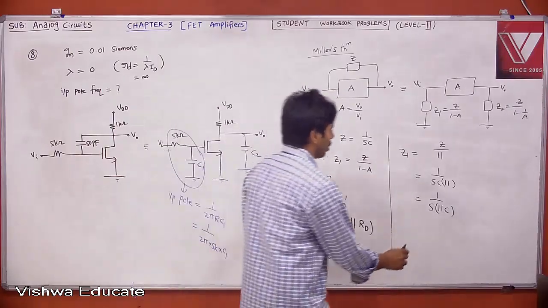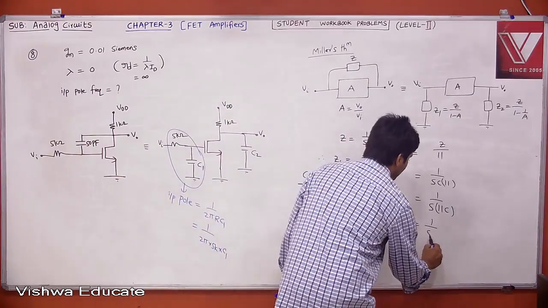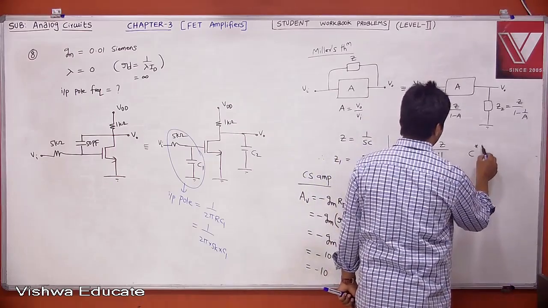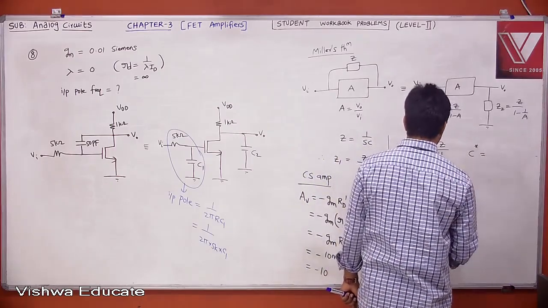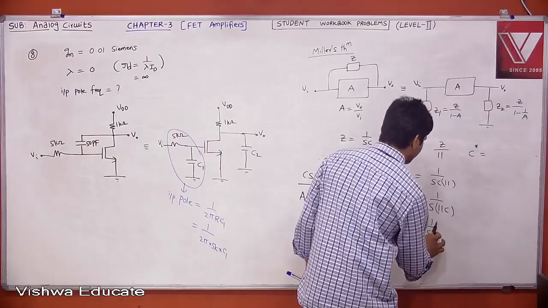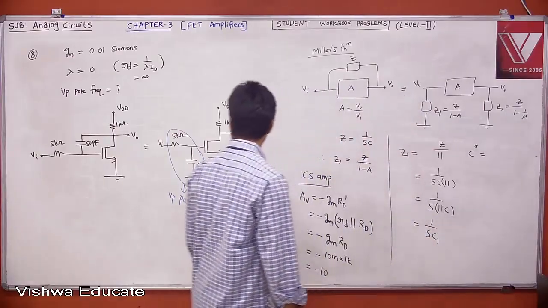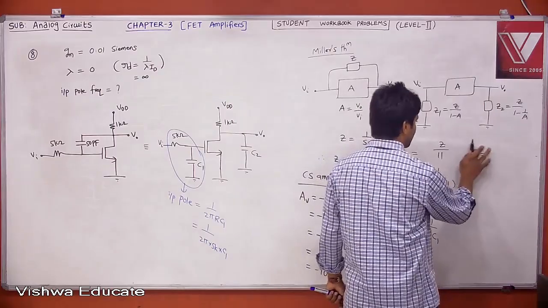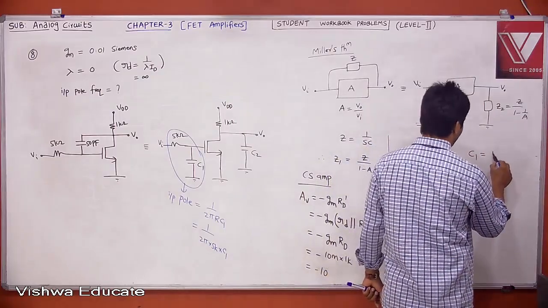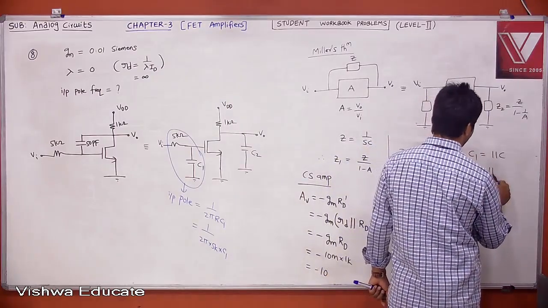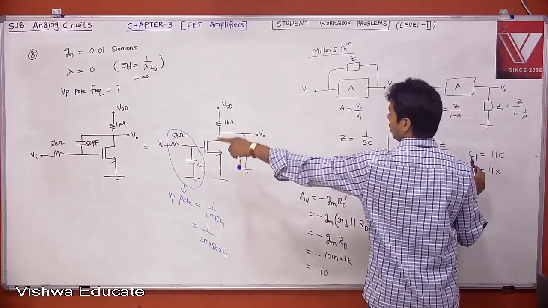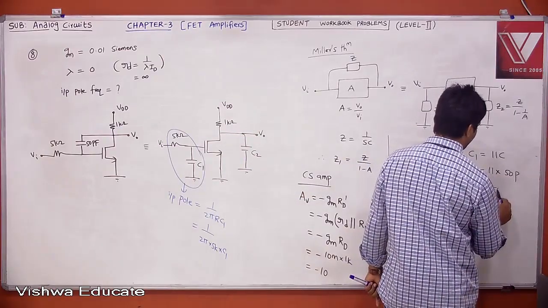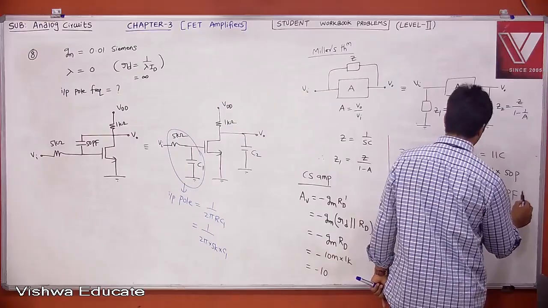Therefore, effectively, this is what people call effectively 1 by S into C star. C star is nothing but C1, which we represented. That effective capacitance is equal to 11C. Therefore, 11 into the feedback capacitor, 50 picofarad, you will get 550 picofarad.